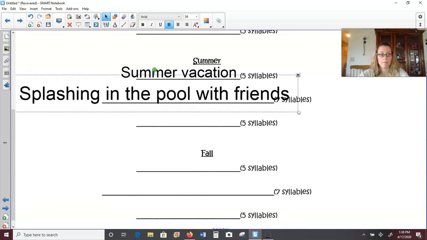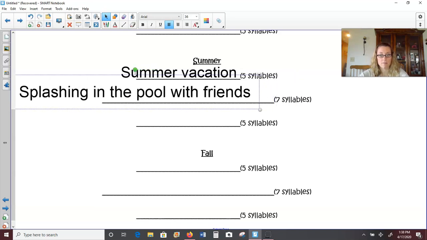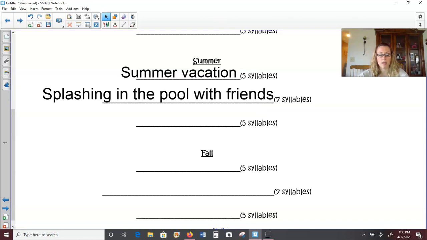And the fun thing about poetry, too, is that you don't have to be grammatically correct in your words and phrases because you don't have to have complete sentences necessarily in poetry. All right, so now I need another line that has 5 syllables. Summer vacation, splashing in the pool with friends. School is out. Hooray! How about that?